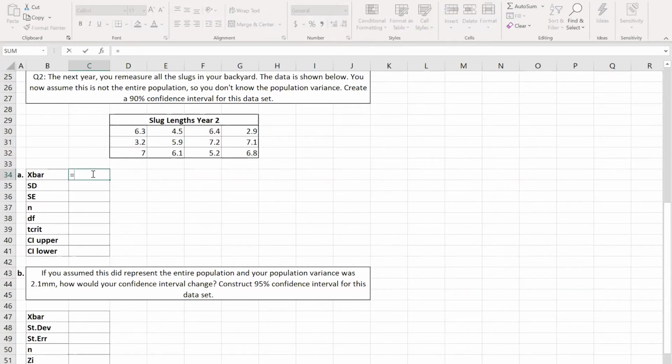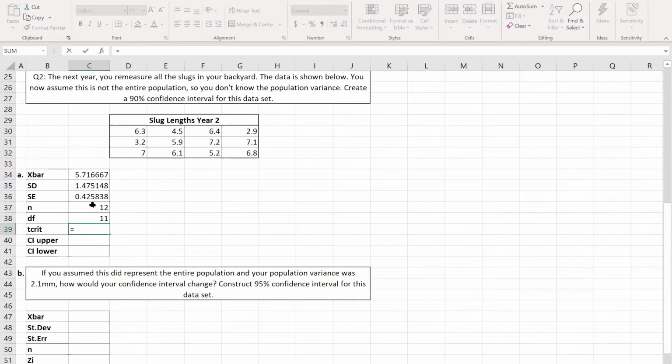First, let's calculate the average for our sample, the standard deviation for our sample, so s. Our standard error is our standard deviation divided by the square root of our sample size. Our sample size is just all of the samples we have. Our degrees of freedom is equal to our sample size minus 1.